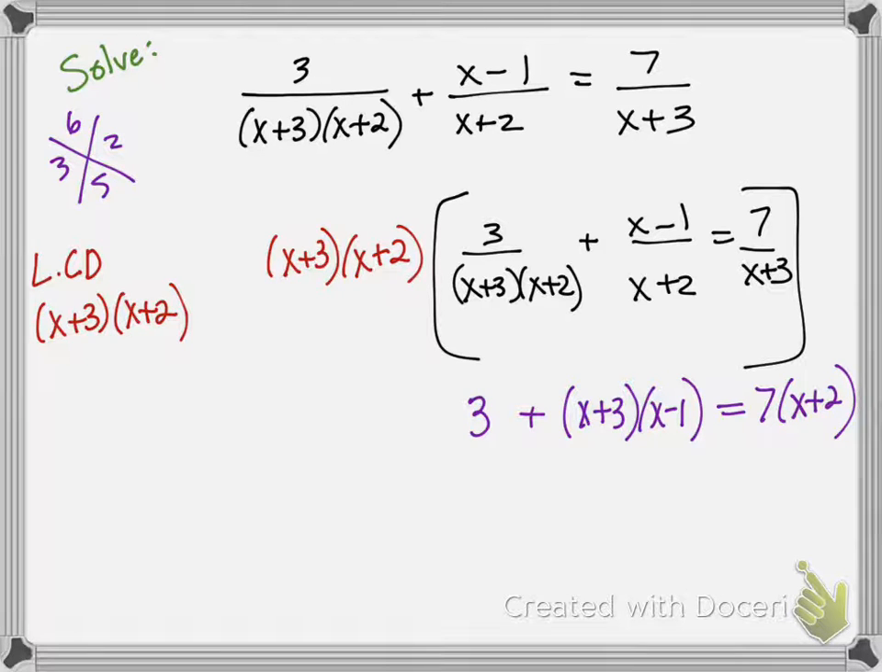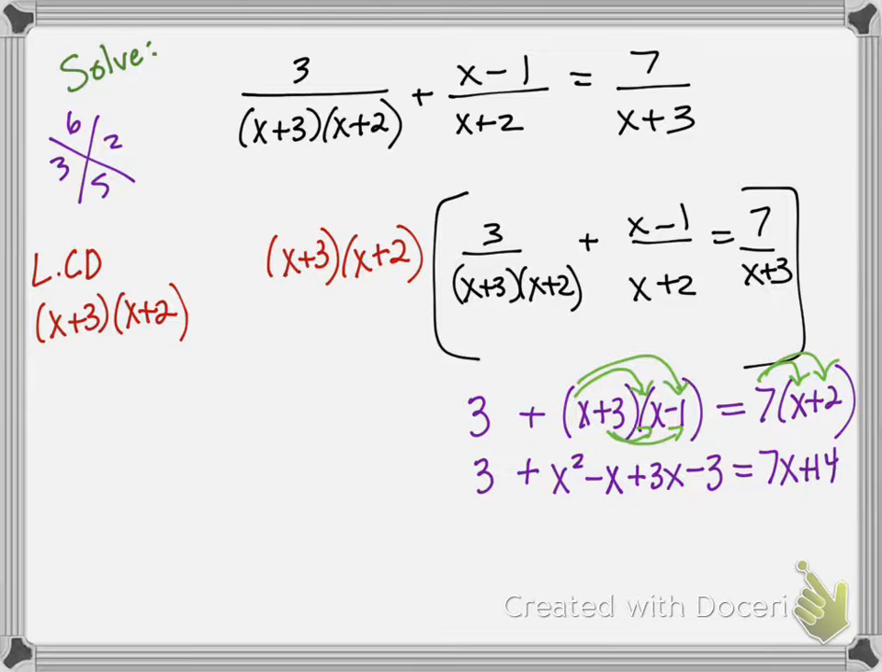All right, so I have 3, and then if I multiply my x plus 3 by x minus 1 by distributing x to both terms, I would have x times x is x squared, x times negative 1 is negative x, and then I distribute the 3 to both terms. 3 times x is 3x, and 3 times negative 1 is negative 3. And that's equal to, now let's distribute the 7 to both terms. 7 times x is 7x, and 7 times 2 is 14.